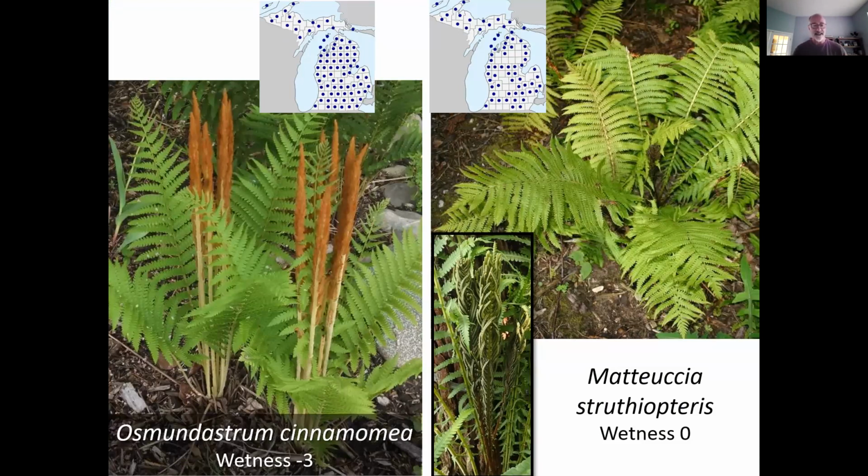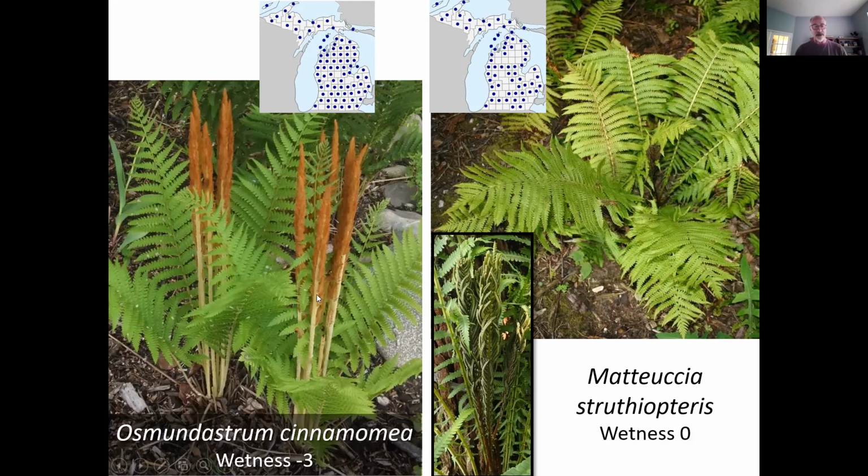I have to confess, to this day, Osmundastrum, cinnamon fern, and Matteuccia struthiopteris, ostrich fern, especially in the spring, right after a long winter when my senility kicks in, I can't tell the two buggers apart. They drive me nuts. Their reproductive structures are quite distinct. So let me mention those for a minute.